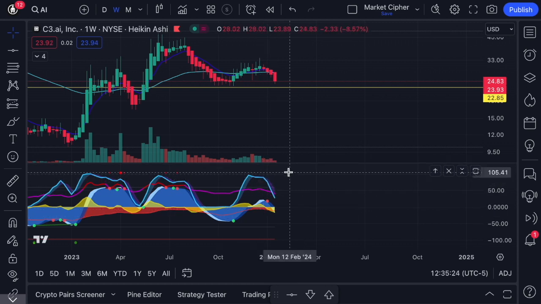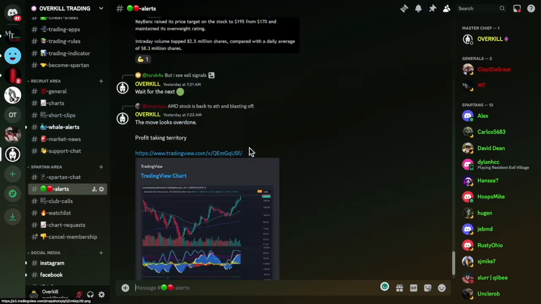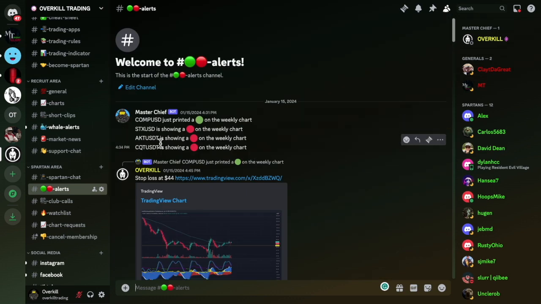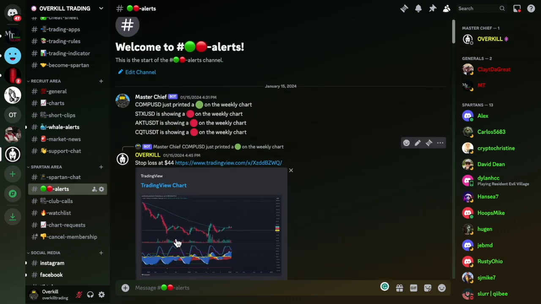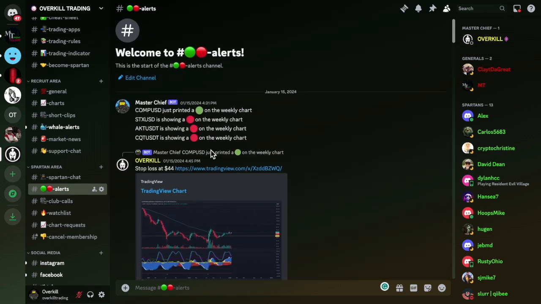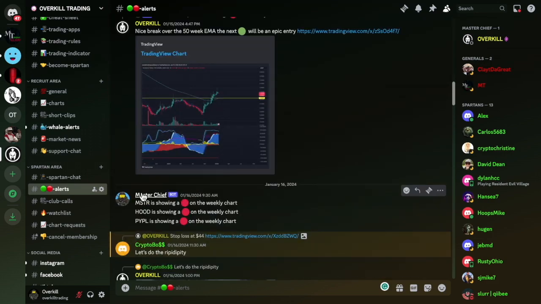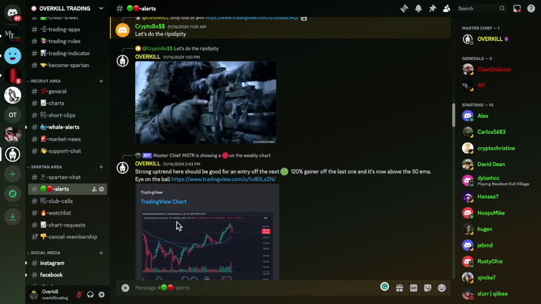By the way, I wanted to announce that every single green dot alert is now being called out over here inside the Discord. I thought I did a good job, but there were some I missed. Now we have automation set up that's automatically going to notify us when these green and red dots print on these charts, so we can automatically check. So when Master Chief calls that out, I'm going to drop the chart. These are the ones we got this week, and there were a few more down here on MSTR, Hood, and PayPal.